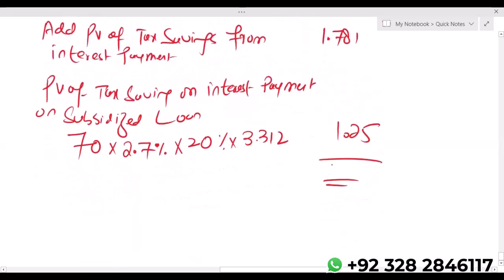3.389. We're getting the final answer, 3.389 negative. Of course, by looking at the negative NPV, you can write that the APV of the project is negative, which will reduce the wealth of the shareholders.